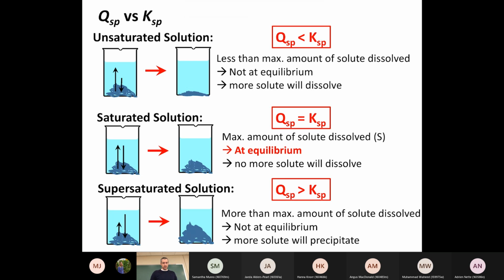For an unsaturated solution, that's when QSP works out to be less than KSP. It just means you haven't reached equilibrium yet. You have to shift to the right to make more dissolved products. And that just means it'll continue dissolving. So it means you're not quite there yet.